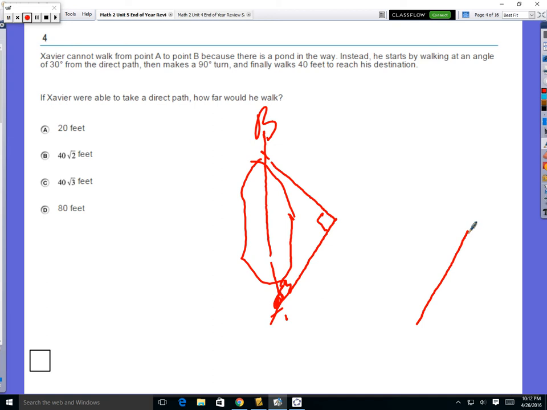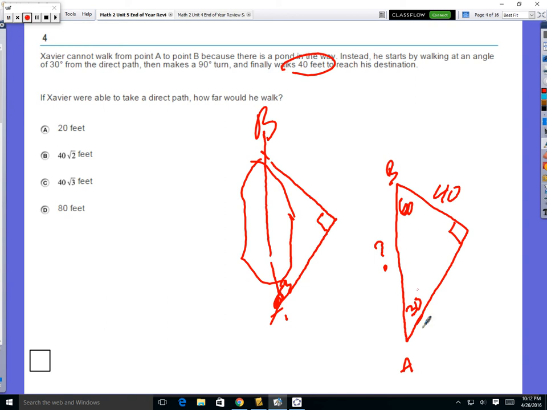So the triangle I'm looking at, I kind of got it too cluttered. That's 30, that's 90. He walks 40 feet after the 90. So there's 40 feet, so that's B. That's A. And this is a special triangle, 30, 60, 90. So the question is, if he were able to go across the pond in that straight path, how far would he walk? They want this, from A to B. Since it's 30, 60, 90, it's half of an equilateral, and I know that's 40, 80, and that would be 40 square roots of 3. So from A to B is 80.